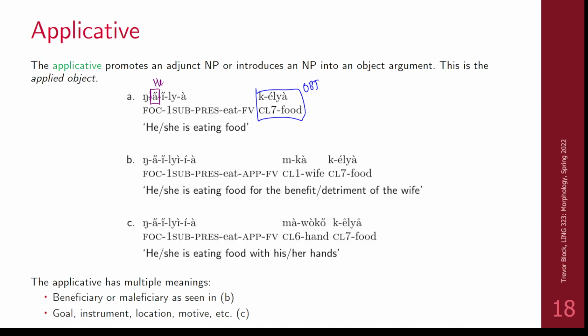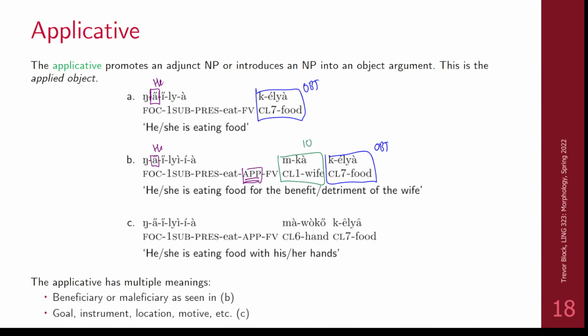Now, in B, we see an applicative. So we have he or she is eating food for the benefit of the wife. So we still have our object food here. We still have our original subject in the same spot for he/she. And now we have a new object for the benefit or detriment of the wife. So this is the indirect object in this case. So it's adding a new indirect object, and it has this meaning for the benefit or detriment. We also see on the verb itself, we see the applicative marker. So we know we're looking at an applicative verb.